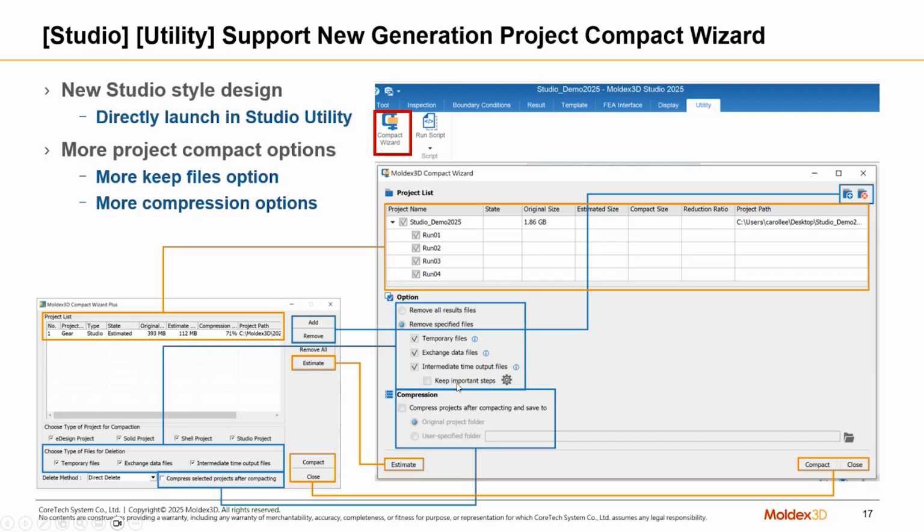There are three types of files that you can remove from your project if you've never used the Compact Wizard Plus before. You can remove temporary files, exchange files, and intermediate time step output files. Temporary and exchange files, these ones you can always remove. These are just created by the solver. But intermediate time step output files are your time steps for the simulation. So if you remove these, you'll no longer have access to them. But these are usually the bulk of the size of your project. So if you remove these time step output files, you can considerably reduce your project size. From what I've seen, between 60 and 80% of your project size is in these time steps.